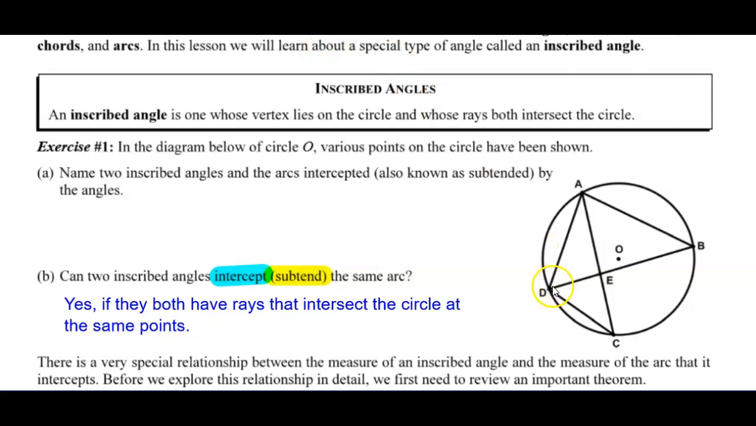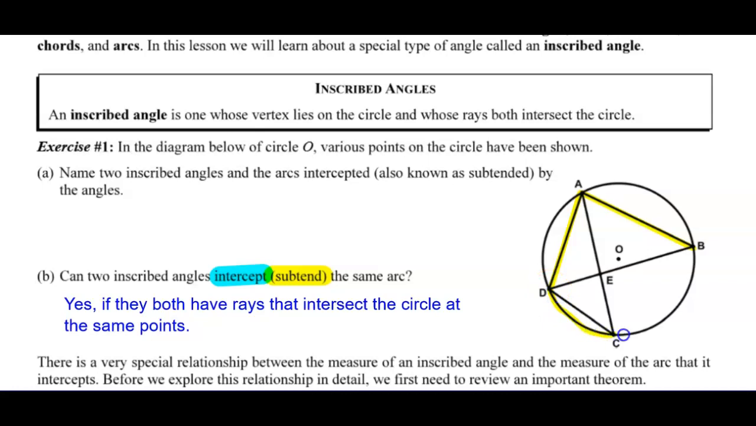I'm going to take a chord, say chord DA, for example, and another chord that connects to the same point, so AB, and those have point A in common. So that would be considered an inscribed angle because the vertex of angle DAB is on the circle's edge. And to show the arc that it subtends, and that's a new term, subtend means an intercept. Intercept and subtend mean the same thing. It means an arc formed by the endpoints of that angle.